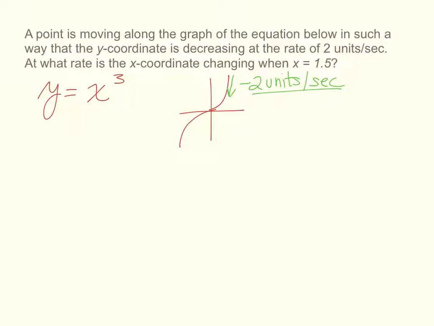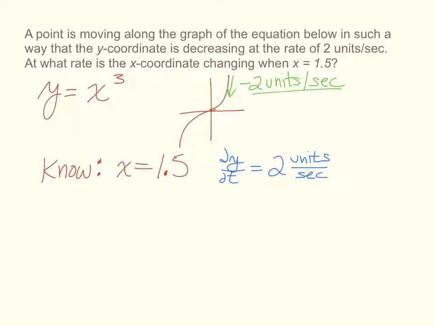First, let's write down what we know. We know that x equals 1.5. We also know that the rate of y, dy/dt, is 2 units per second.